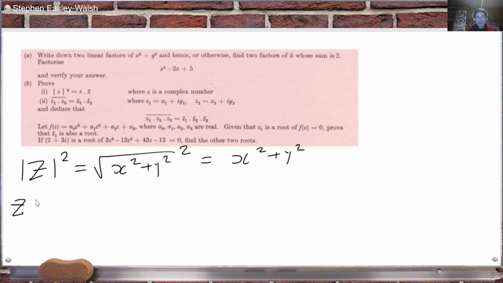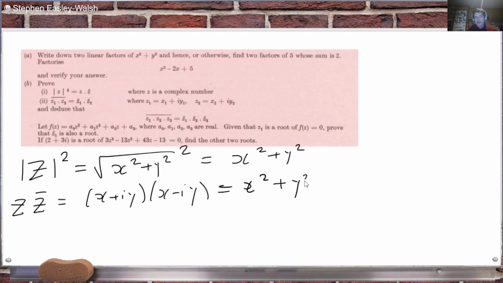And then we calculate z times its conjugate. That's x plus iy times x minus iy. That will be x squared, and then the middle pieces cancel, plus y squared. So yeah, it's true. The same.